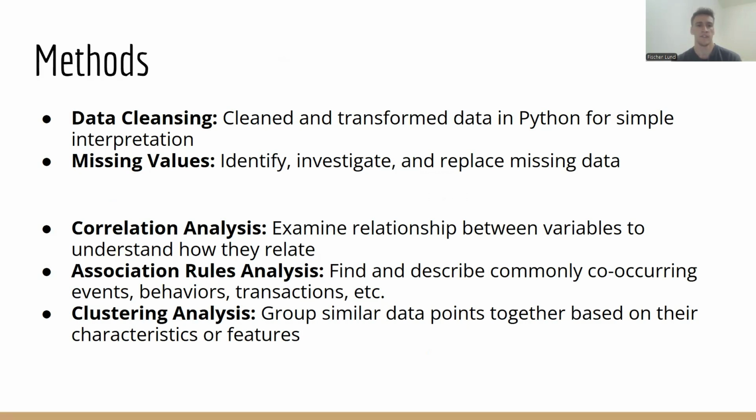Additionally, we did three types of analysis. We did a correlation analysis to examine the relationships between variables and to understand how they relate. We did an association rules analysis to find and describe commonly co-occurring events. We also did a clustering analysis to group similar data points together based on their characteristics or features.